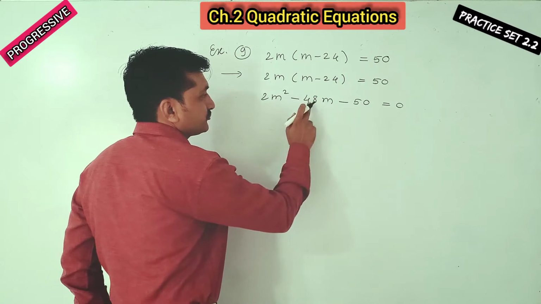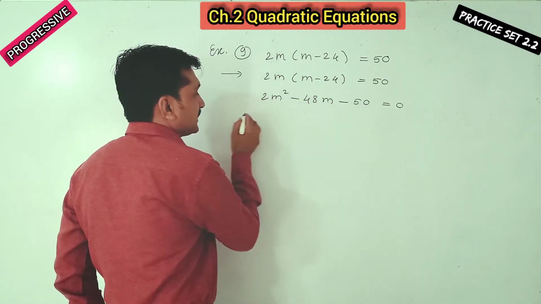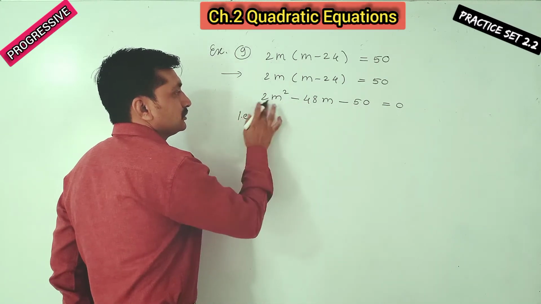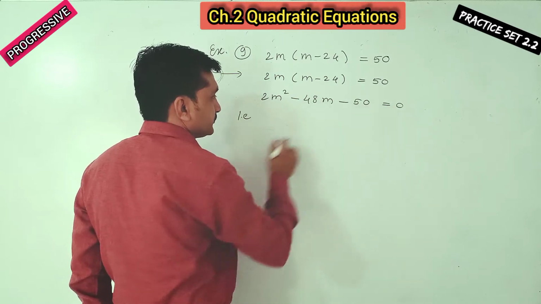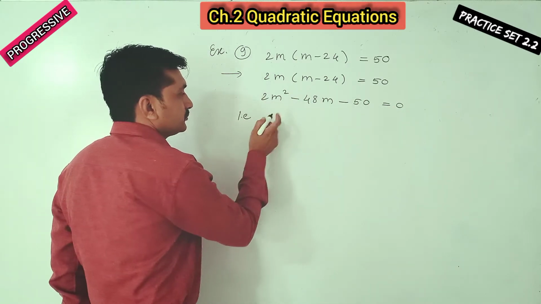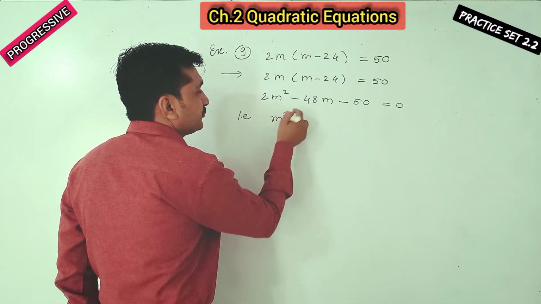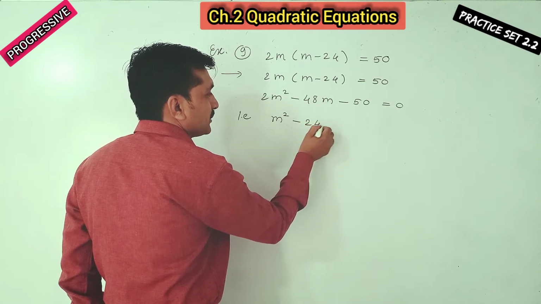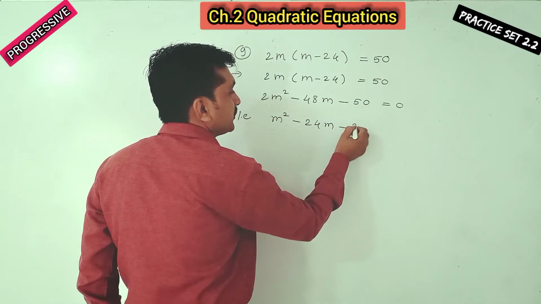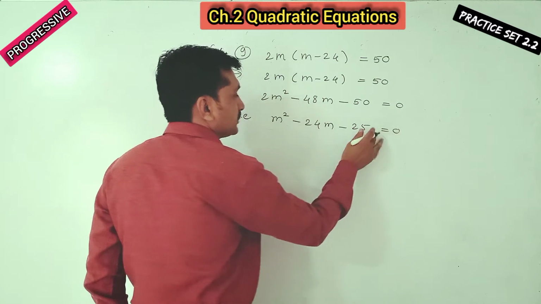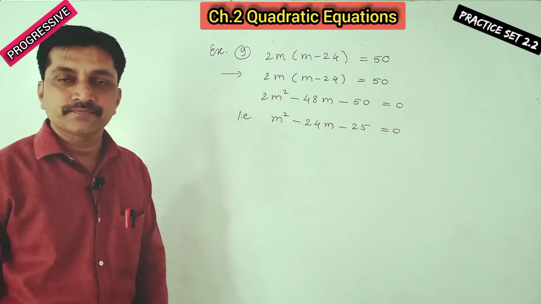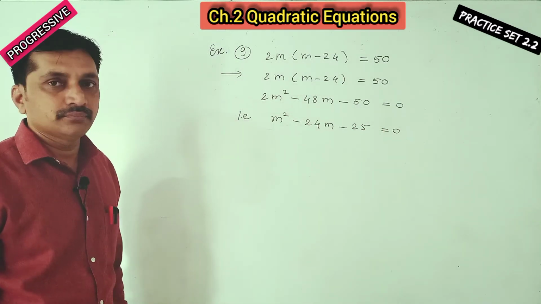Here is 2, here is 48, here is 50. Means we can divide by 2. We can divide by 2 to all three terms. If we divide by 2 here, we get only m square. If we divide by 2 here, 24m. If we divide here, 25 is equal to 0. And it is quadratic equation in the variable m.